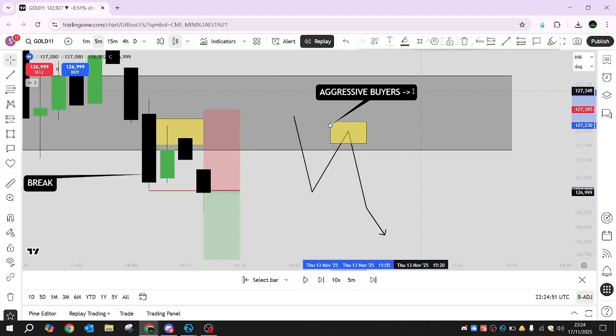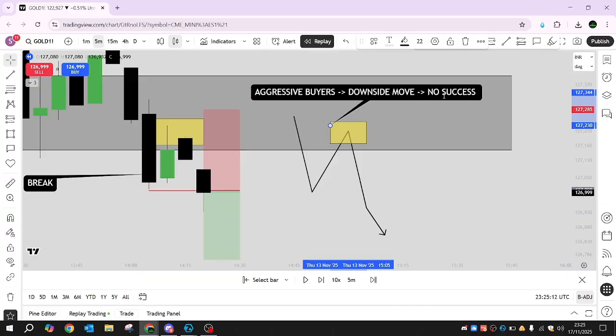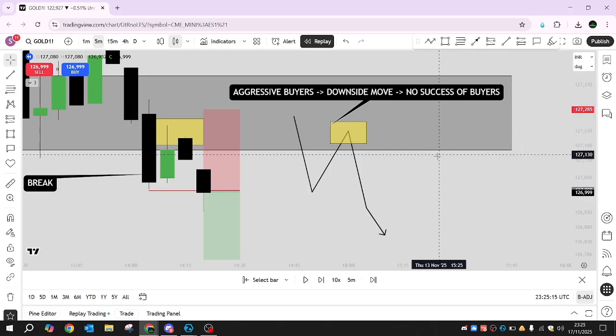If we see a lot of aggressive buyers and we see a downside move, you want to ask yourself: were those aggressive buyers successful? It's a very simple question. Were those aggressive buyers successful? No success of buyers. This is very important to understand. If you're looking for a rejection or a reversal on gold or any asset class, you need to have your key level, look for buyers and sellers inside the key level, and see who is aggressive and who is not being rewarded.